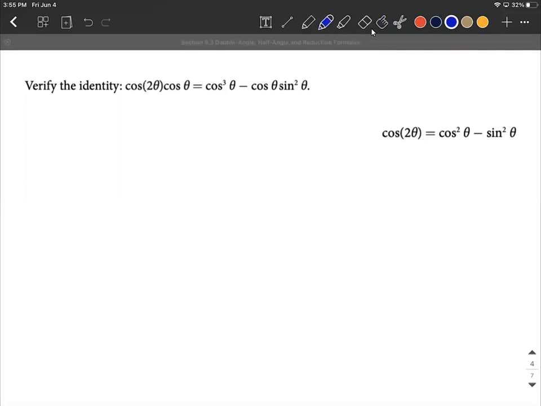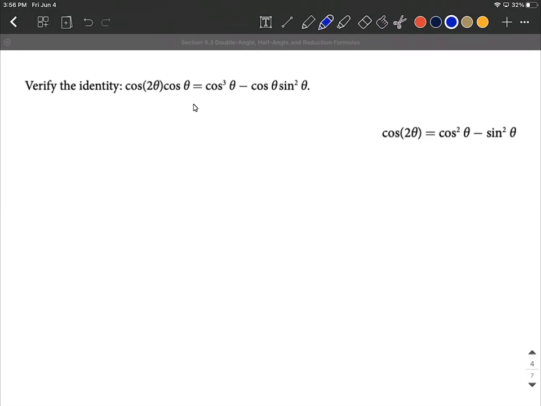Okay, a real quick verification of an identity. So we're trying to verify this identity: cosine of 2 theta multiplied by cosine of theta equals cosine cubed of theta minus cosine of theta multiplied by sine squared of theta. And I went ahead and brought along our double angle formula for cosine, just because it was part of the original problem and I thought we may need this at some point.